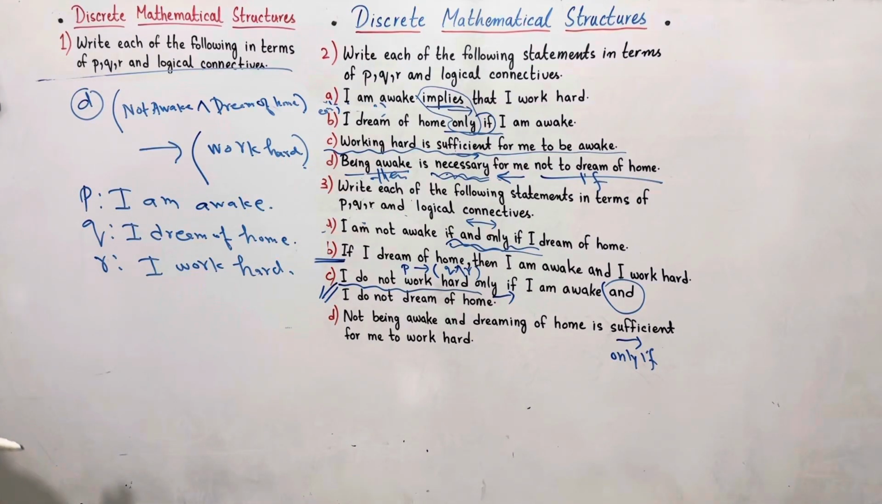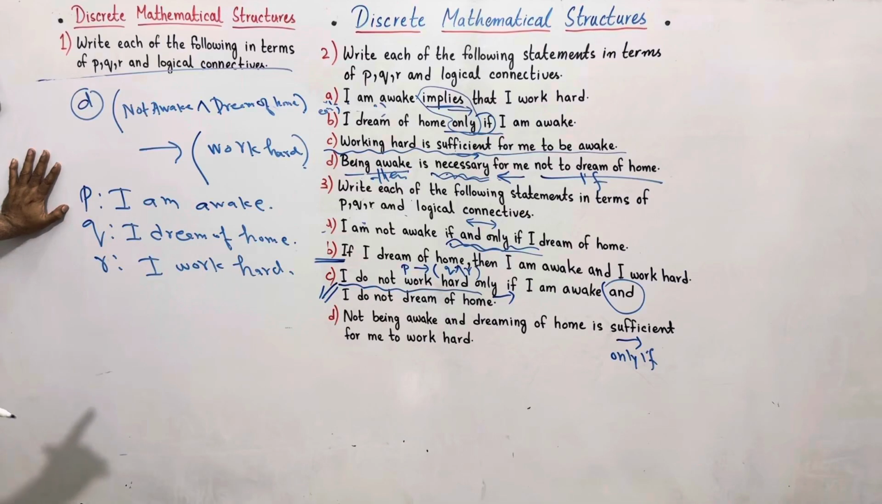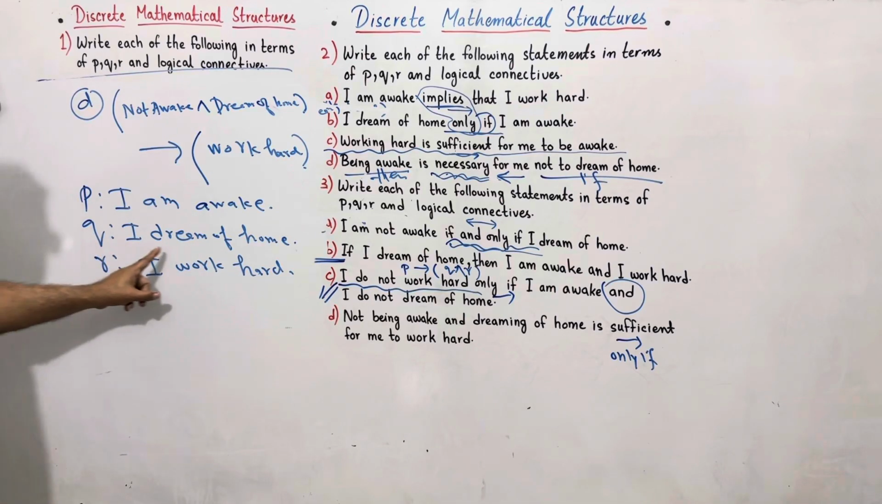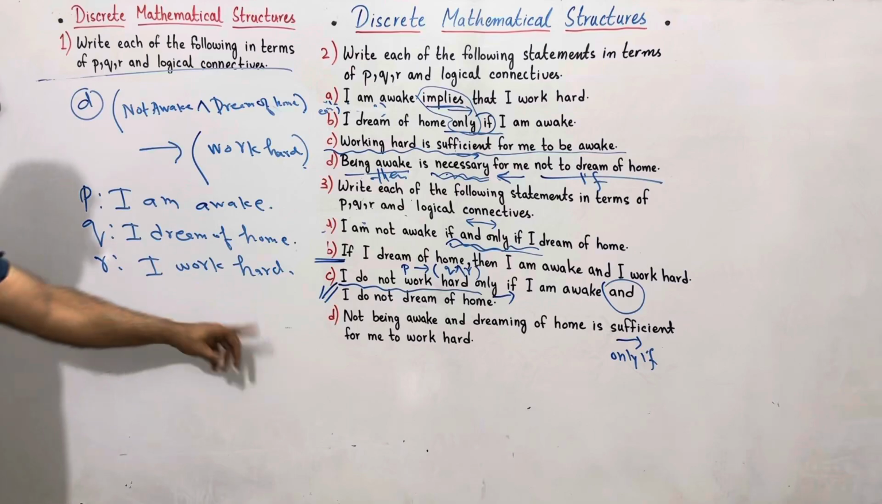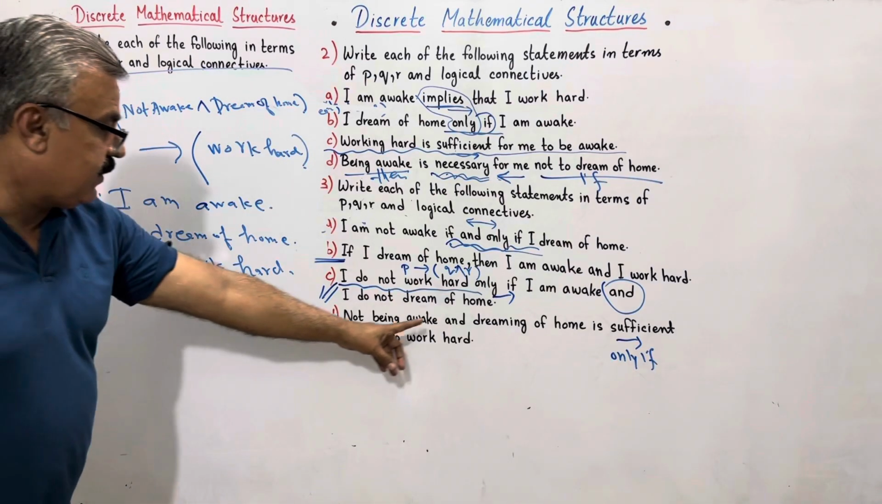Here three things are involved: being awake or not awake, dreaming of home, and work hard. Awake, dream, work hard. Suppose our P is, if I am awake. P, I am awake proposition. Q, I dream of home. R, I work hard. How to connect here?